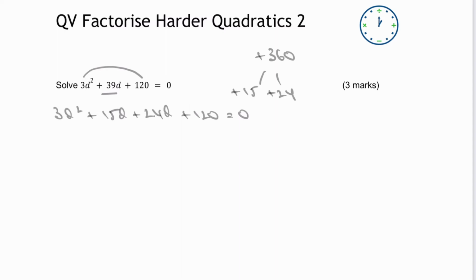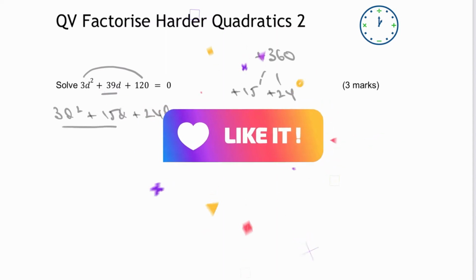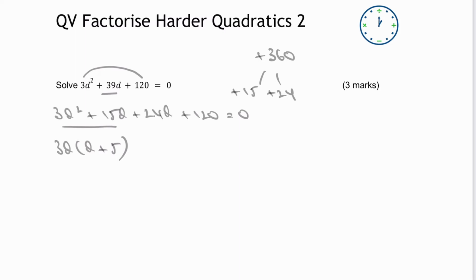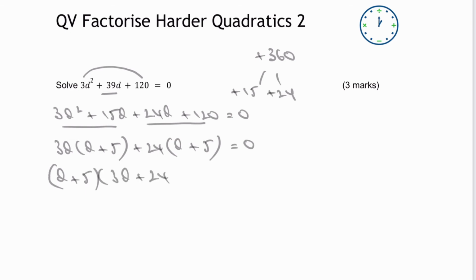Okay, and then as I did in the previous video, I'm going to take the first two terms and I'm going to factorise them for, in this particular case, 3d, so I'm going to get d plus 5, and then I'm going to take the second two terms, I'm going to factorise them for 24, and guess what? I get d plus 5 again. That all equals 0. So therefore, because I've got these two common terms of d plus 5, I can take that out, and I can say that d plus 5 is multiplied by 3d plus 24. So I'm now in a position where I've factorised this particular equation.